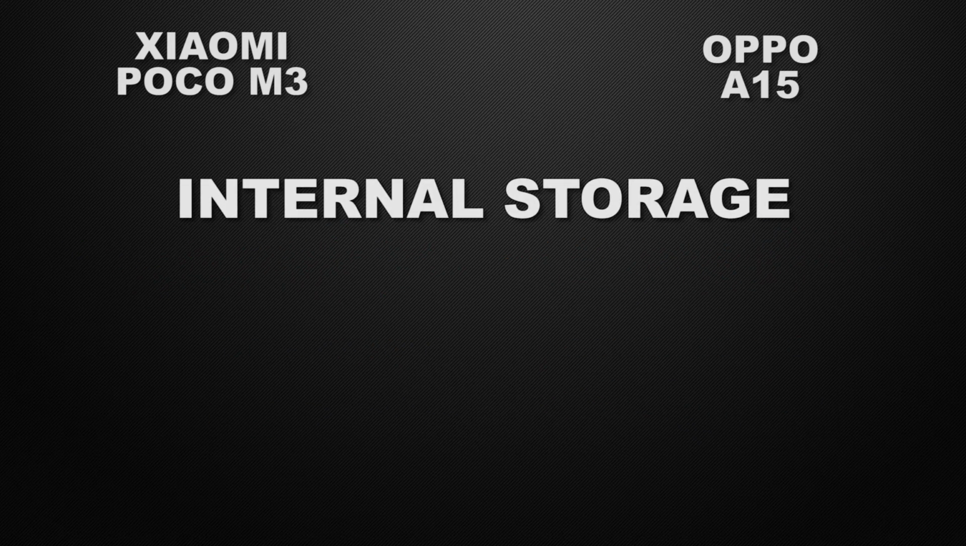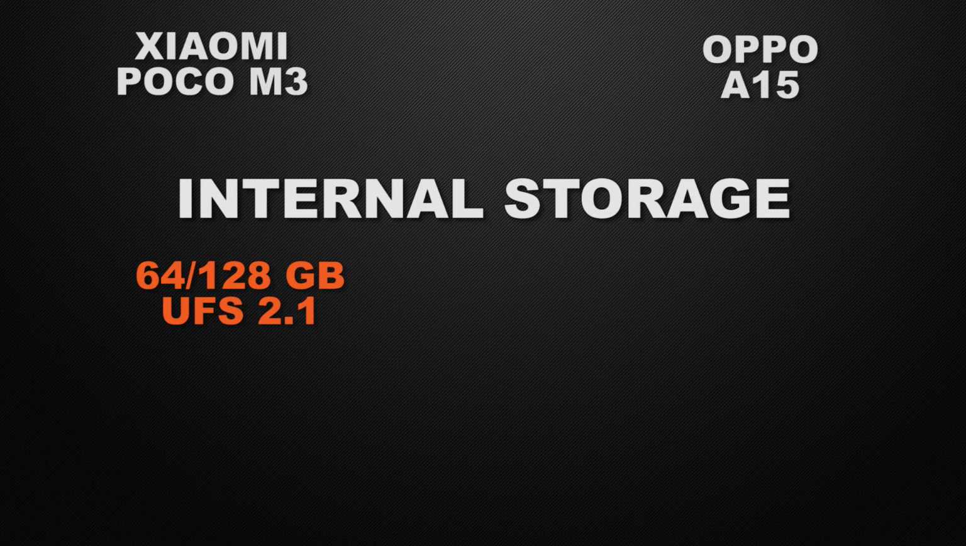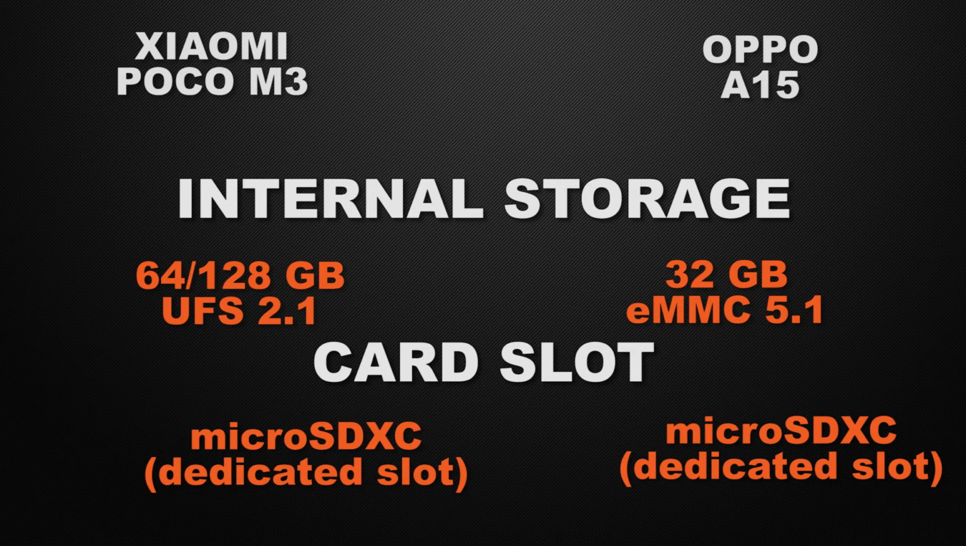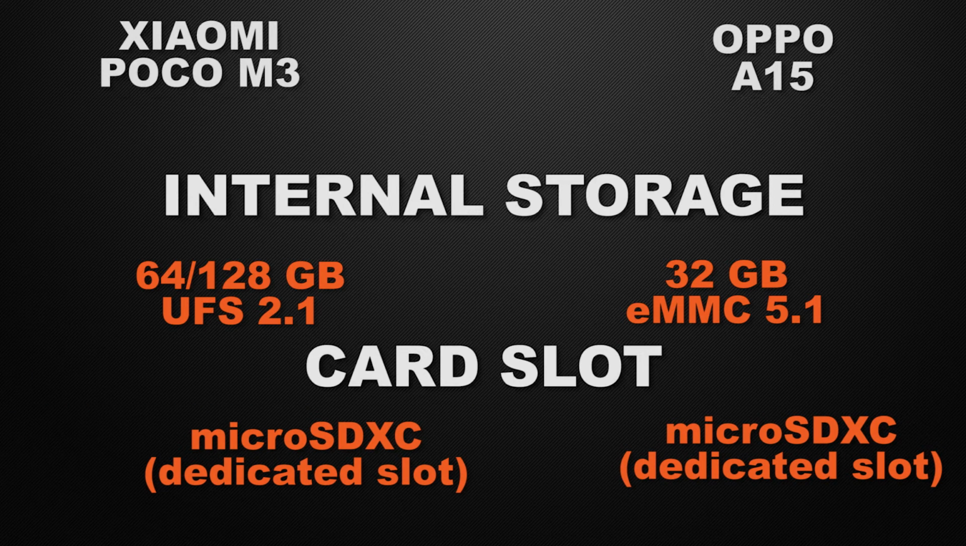Let's talk about the internal storage of the devices. M3 has two storage options, 64 and 128GB. On the other hand, A15 has a 32GB storage option. So the winner here is M3 because it has faster read and write speed. And about the external storage of the devices, both of the devices have a dedicated micro SD card slot option. So I will call it a tie here.